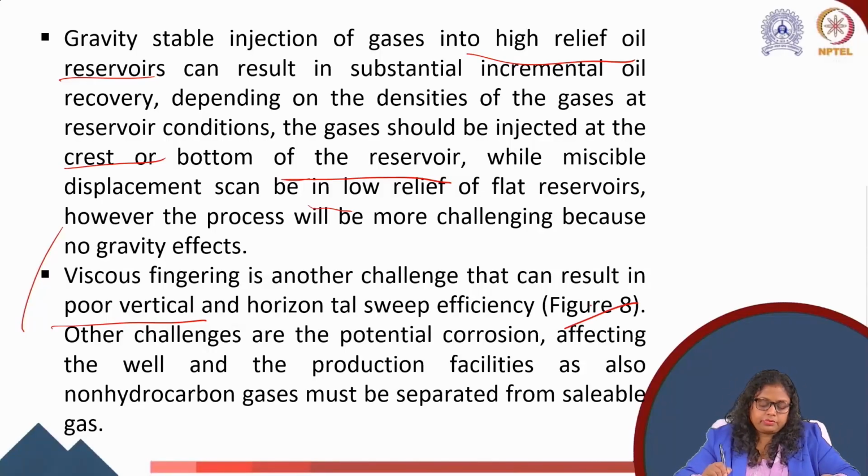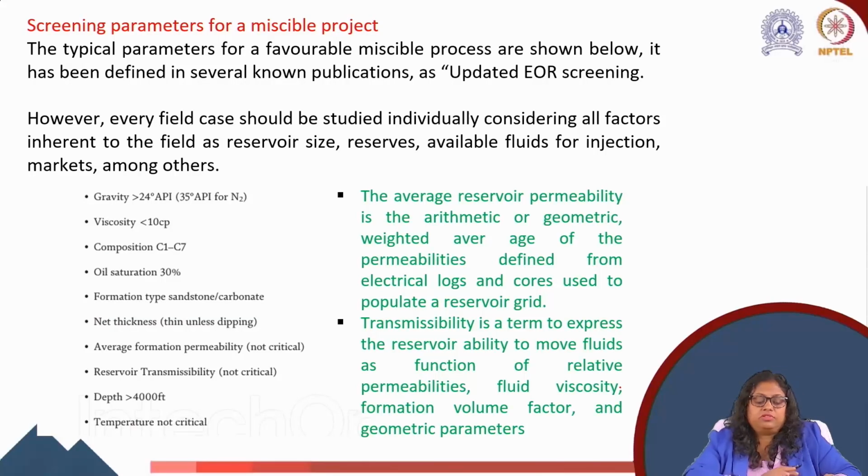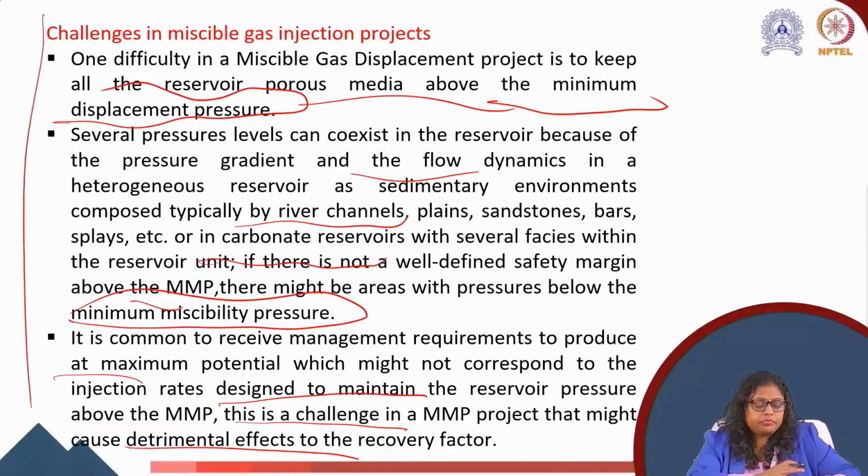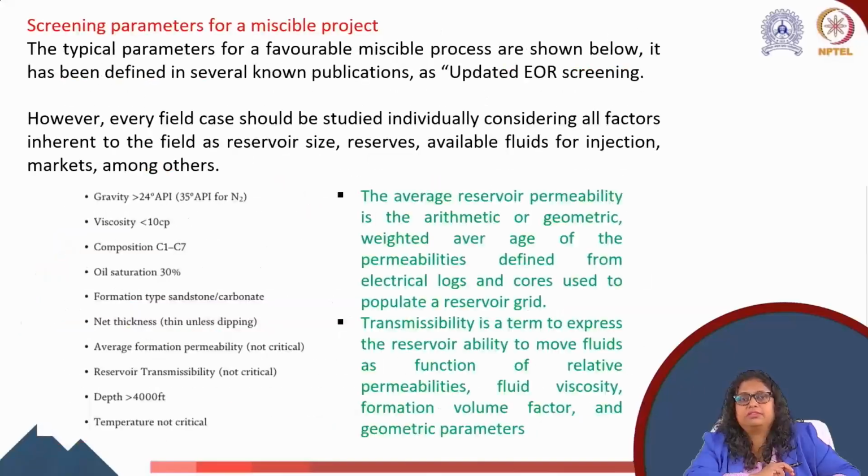So viscous fingering is another challenge that can result in poor vertical and horizontal sweep efficiency. Another challenge could be the potential corrosion affecting the wells and production facilities, as non-hydrocarbon gases must be separated from your sellable gas. So these are some of the challenges in miscible gas injection.